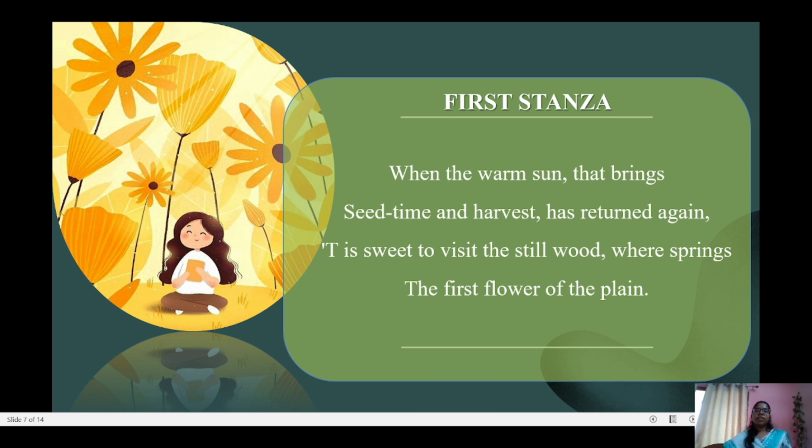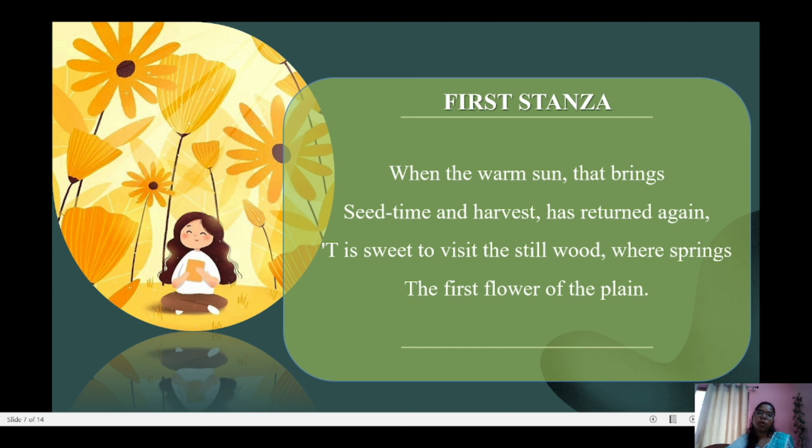So, in this first stanza, the poet is basically introducing us to the month of April. Here, the poet is discussing the return of the season of spring, but in a rather elegant way. You see, he is referring to that time of the year when the sun regains its warmth.